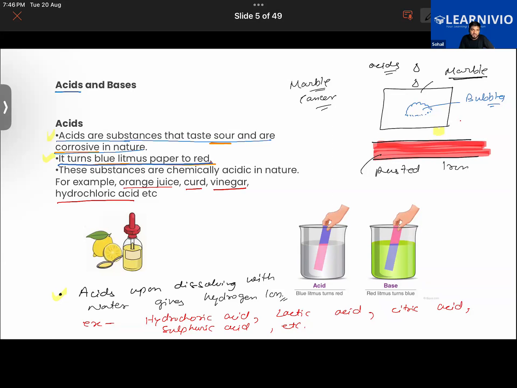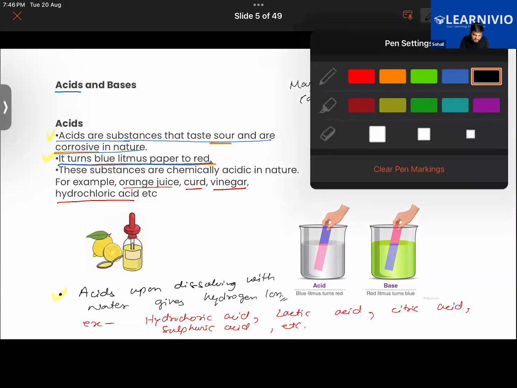Furthermore, another important property of acid is that when acids are dissolved in water, or basically when you have a liquid acid — acids can be turned into solid state also. They can be turned into a powdered form also. But whenever water is added to a dry acid, or when an acid is in its liquid state, it gives out hydrogen ions. That is another interesting thing about acids.